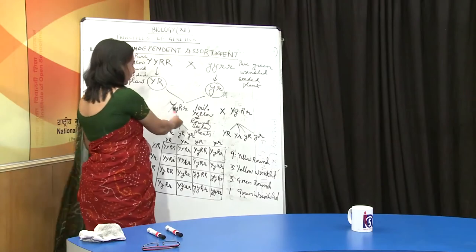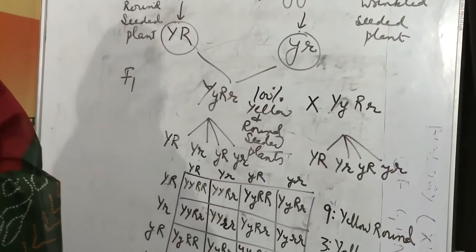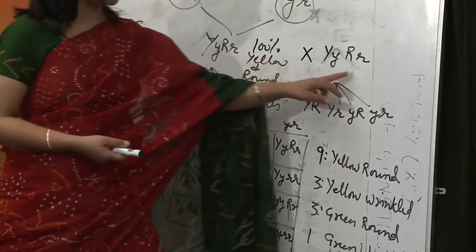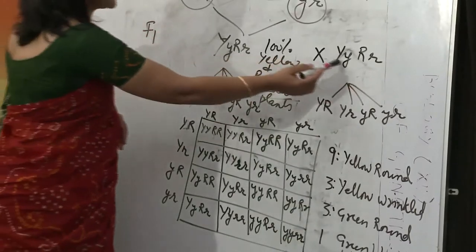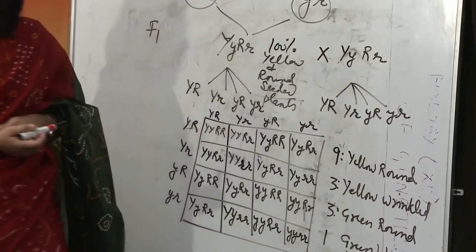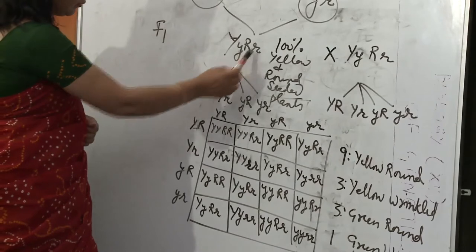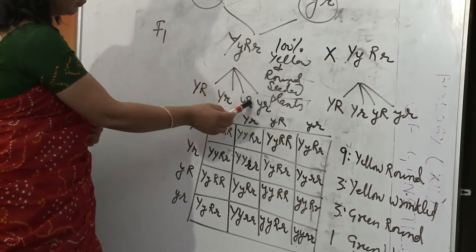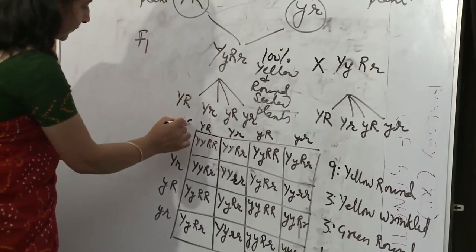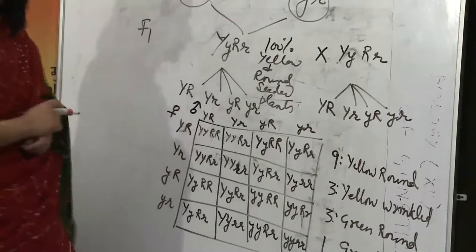In the first generation, we get 100% yellow and round-seeded plants as per the law of dominance. In order to get the second generation, we have to do self-pollination. So capital Y, small y, capital R, small r. If you see the types of gametes which are formed here: capital Y, capital R; capital Y, small r; small y, capital R; and small y, small r. These may be considered as male, and similarly here, the female gametes.